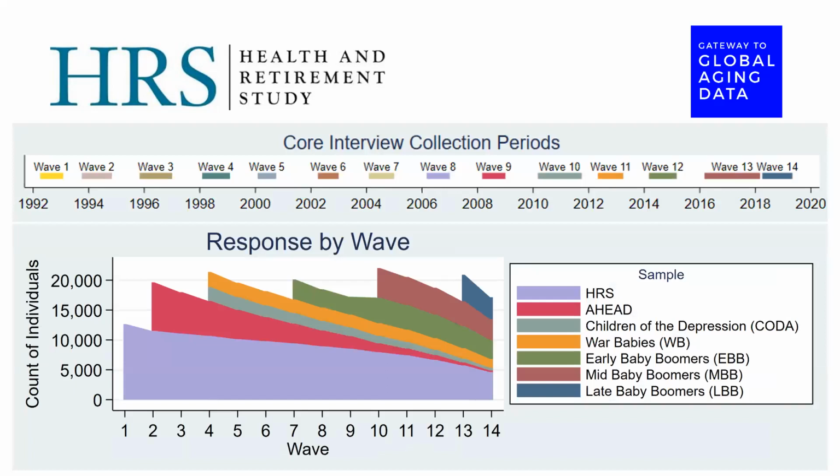Here we can see when those interviews occurred over time for the first 14 waves. You can also see that the HRS has been able to maintain a sample of roughly 20,000 respondents over the years, and you can get a sense of the percentages of each cohort that have stayed in the study over this long period of time.